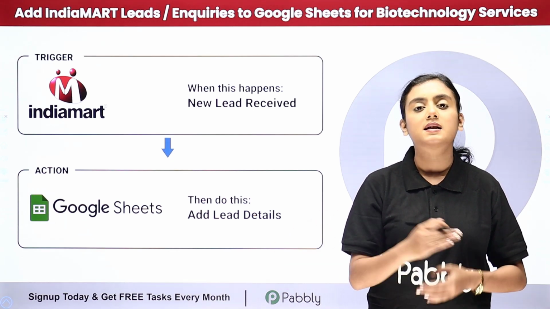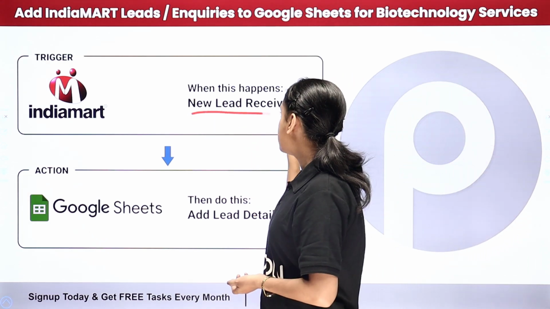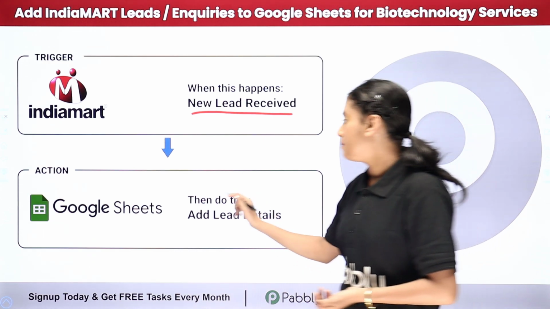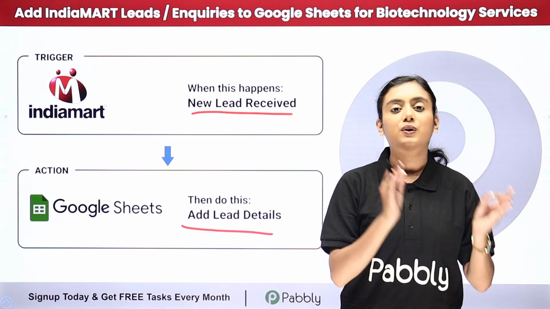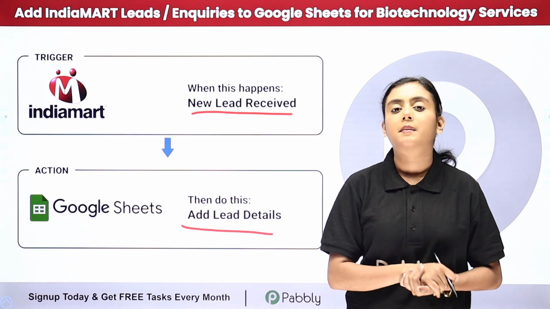Now here what I want is that as soon as a new lead is generated by potential customers or clients in my IndiaMART account, I want to add the lead details in my Google Sheets. I want to create a record of my lead in my Google Sheets. Now creating this record manually after the new lead is generated is very time consuming.